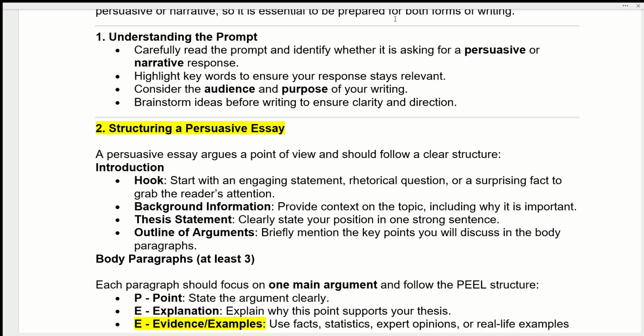Okay, and then you're going to back it up with your thesis statement where you clearly state your position in one strong sentence. An outline of your arguments is very important, so briefly mention the key points you will be discussing in the body paragraphs. Keep this section short and concise and to the point with good sentence structure to show the reader that you understand what the question is asking you and what you have to do.